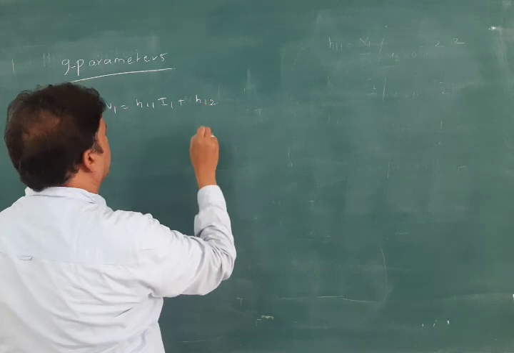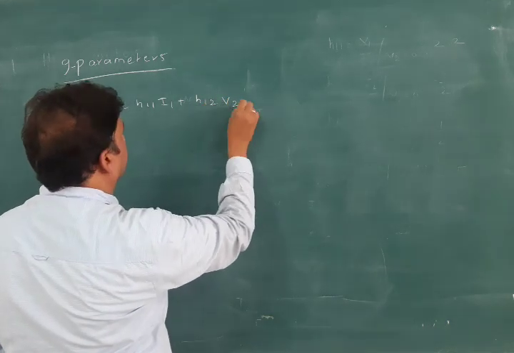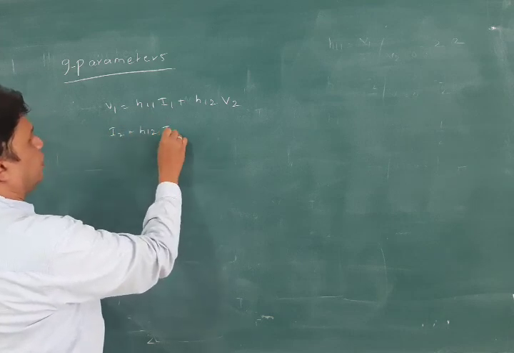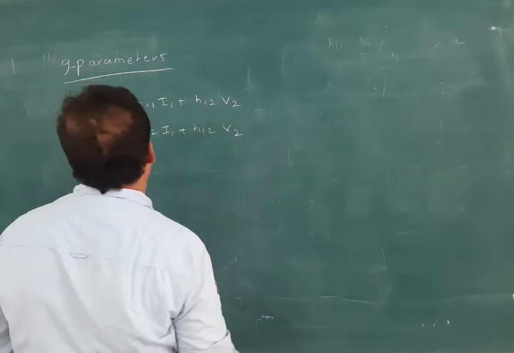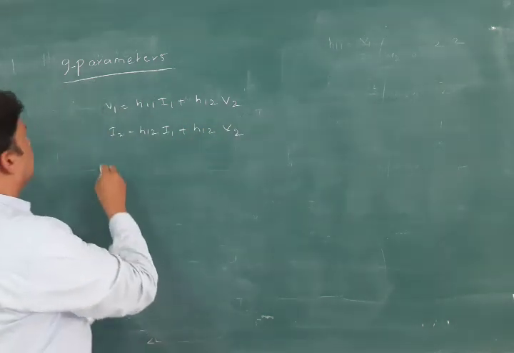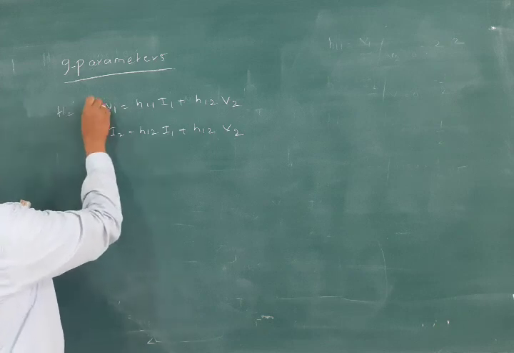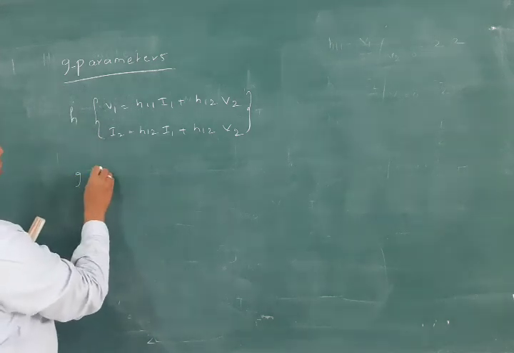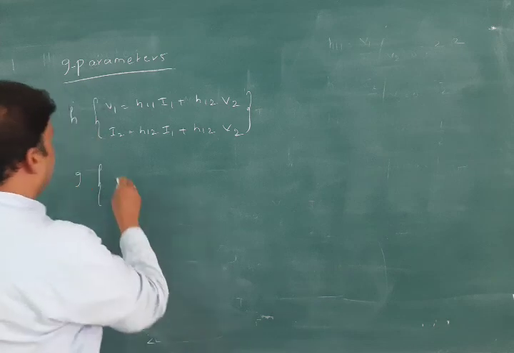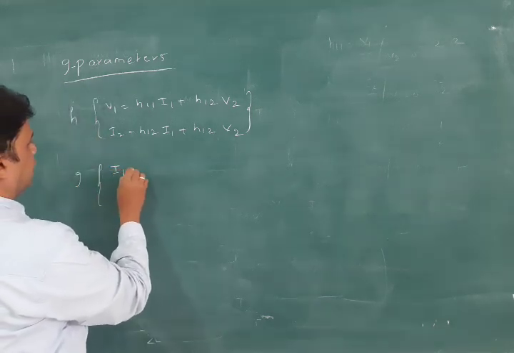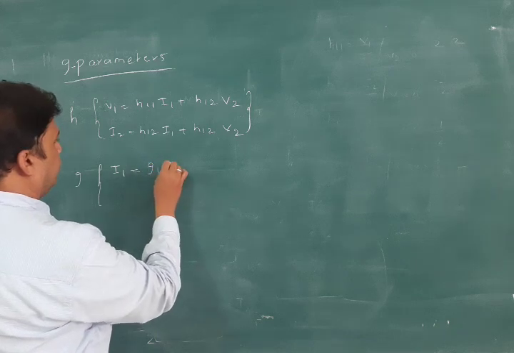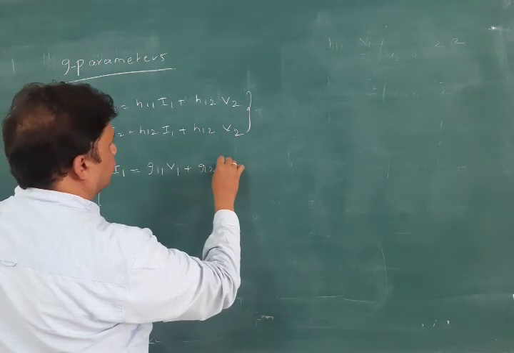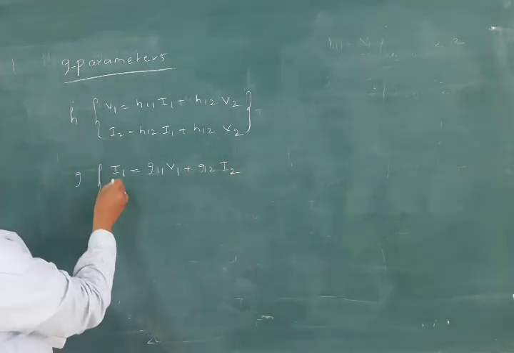Plus H12 V2, and I2 is equal to H12 I1 plus H12 V2. But these are H parameters. For writing the G parameters, we just have to interchange these values. Here it is I1. I1 is equal to G11 into V1 plus G12 into I2, and here V2 was there, we have to interchange it.